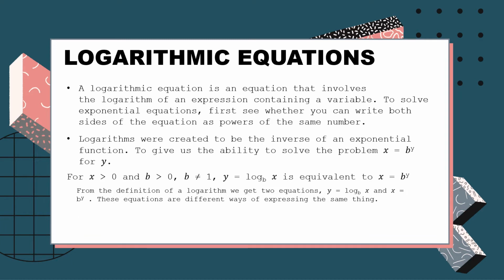From the definition of a logarithm, we get two equations, y equals log base b of x and x equals b to the power of y. These equations are different ways of expressing the same thing. The equation y equals log base b of x is written in logarithmic form, and the equation x equals b raised to the power of y is written in exponential form.